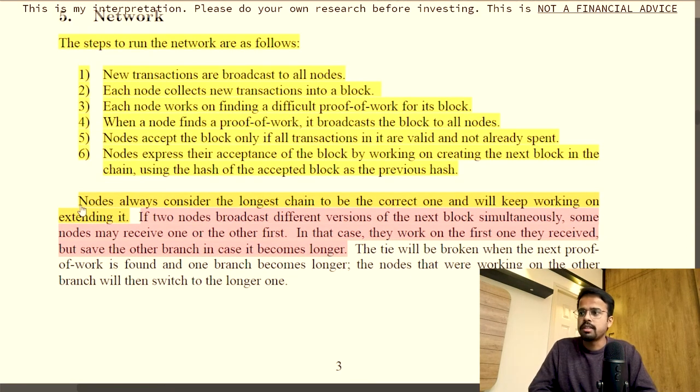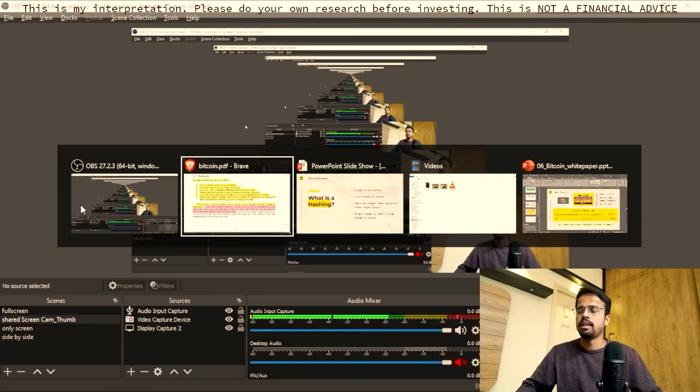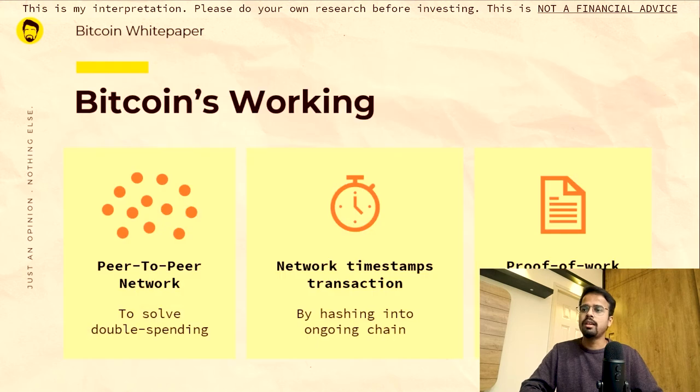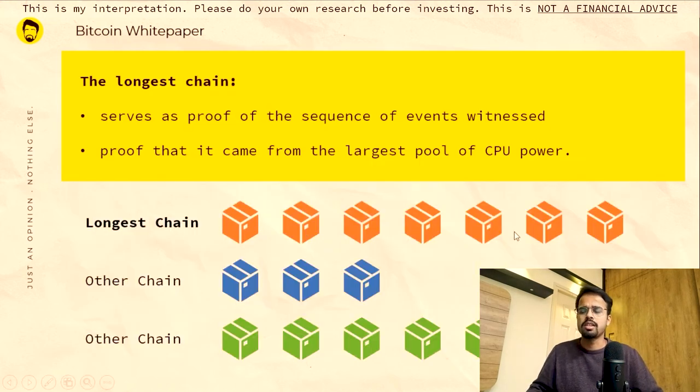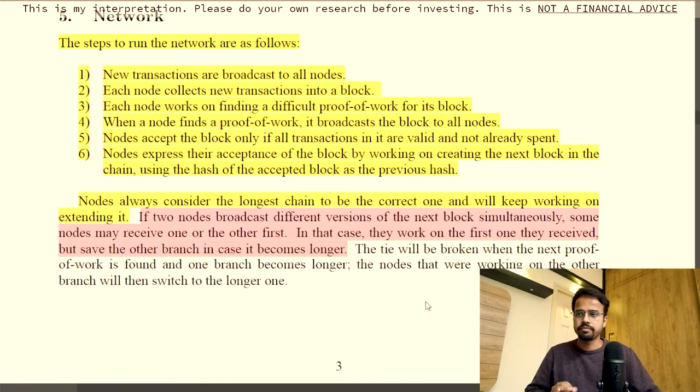One important property is given over here. Nodes always consider the longest chain to be the correct one and will keep working on extending it. So how will a node think that this particular chain is right or that particular chain is right? They will just look at the longest chain. Whichever is the longest chain, they will assume that that is correct.